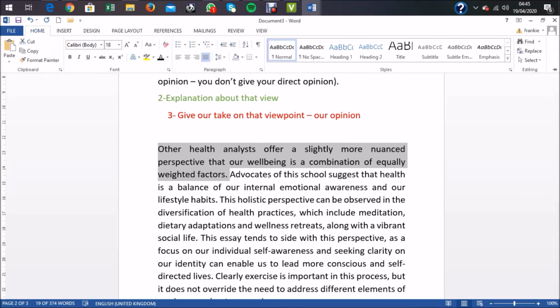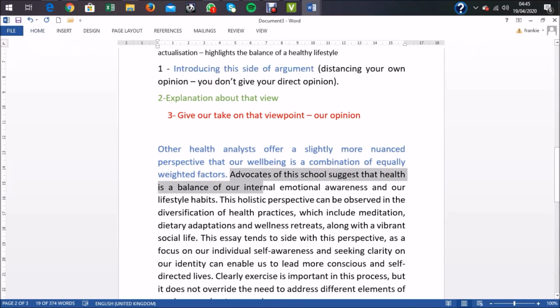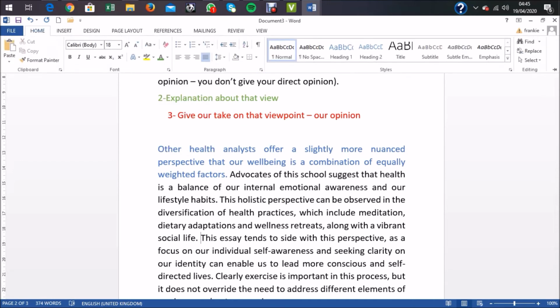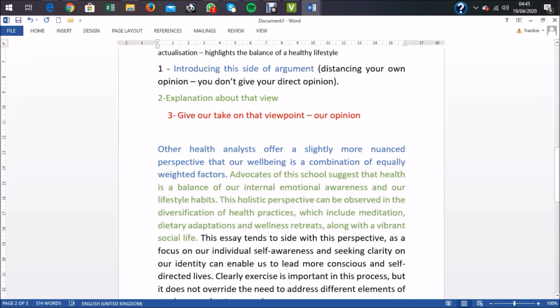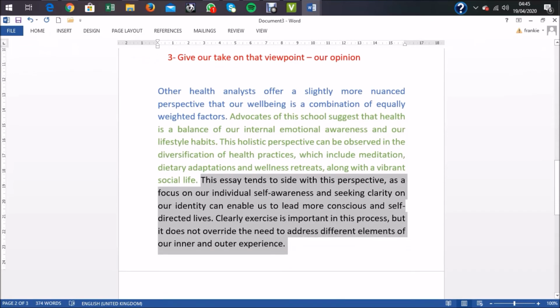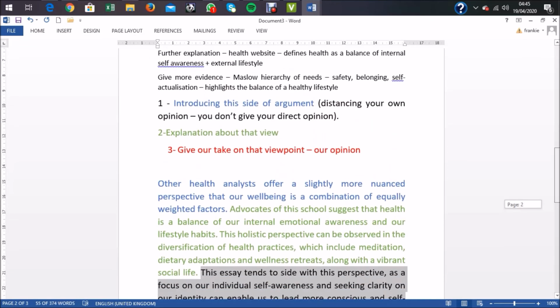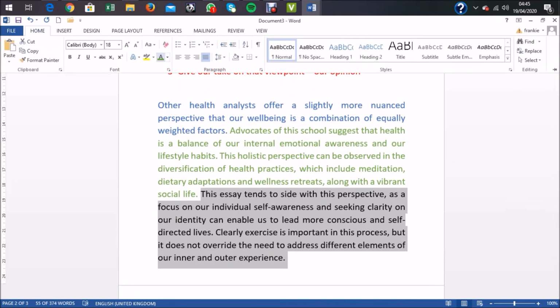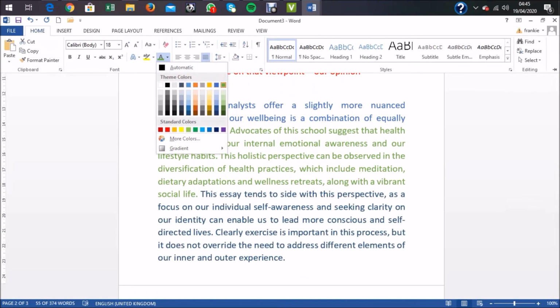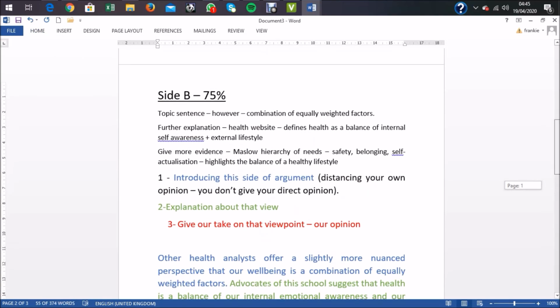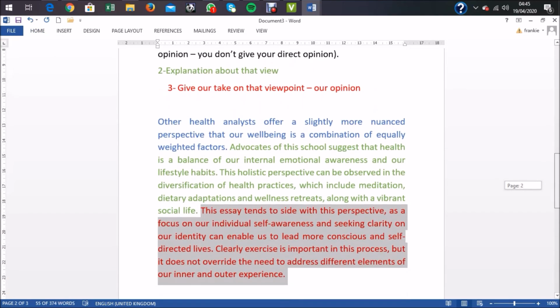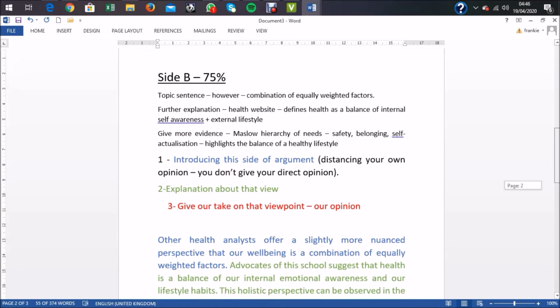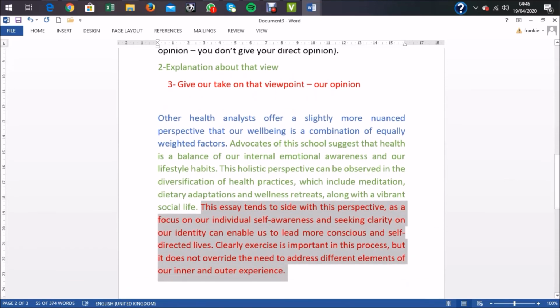Okay, so guys, we have followed this template again. We have introduced this side of the argument. We'll highlight that in blue. And we have given an explanation of this perspective in green. And then we have given our take on that viewpoint and offered our opinion. And once again, guys, we can see that it follows that 75% rule. It acknowledges that exercise is important, but it also puts more weight on the other factors.